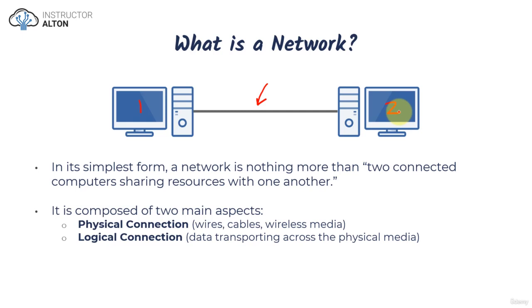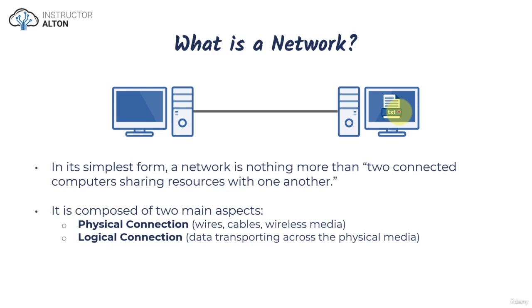Now, in terms of sharing resources with one another, it can really be anything. If we think about this in very simple terms, it could just be a text file. So if PC1 on the left wanted to send that file to PC2 on the right, we could simply connect them together with a network cable, and we would use protocols, which you'll learn about later in the course, to be able to send this file across the wire from one system to another.